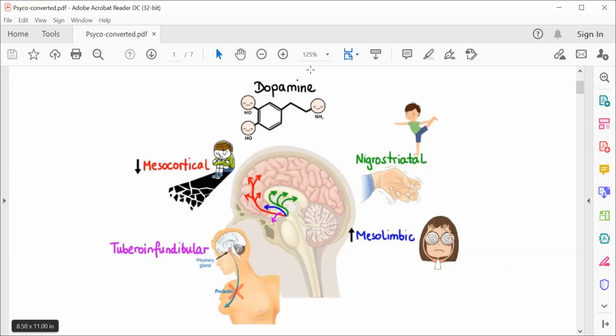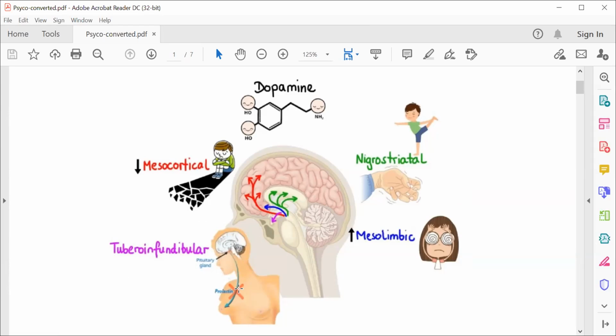The fourth pathway is the Infundibular Pathway. And this one is mainly associated with prolactin. Dopamine itself inhibits prolactin. So if we are talking about schizophrenic patients, who have a high level of dopamine, what will happen to prolactin? Prolactin level will be low.